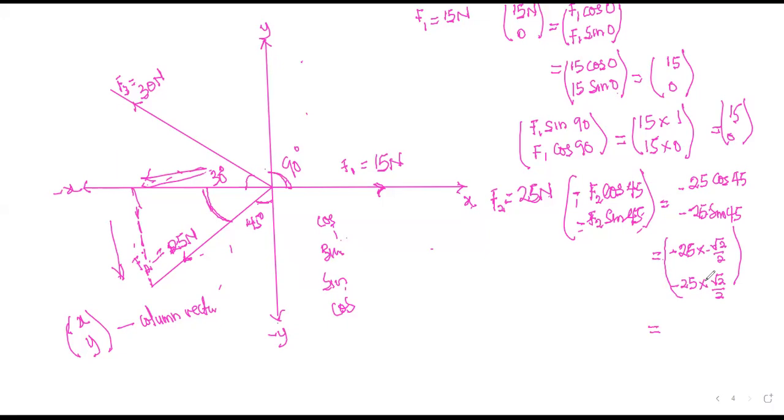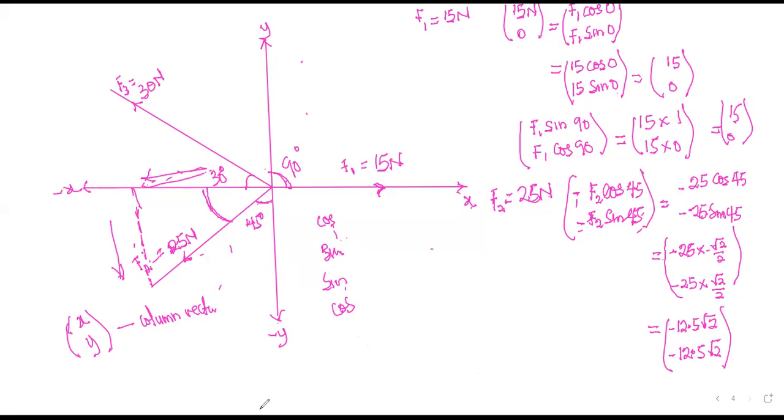Okay, so if you multiply this through by 12 divided by 2, 25 divided by 2 is 12.5. So minus 12.5 root of 2. You can later change it to decimal. And the same value, minus 12.5 root 2. So for F2, these are the components.